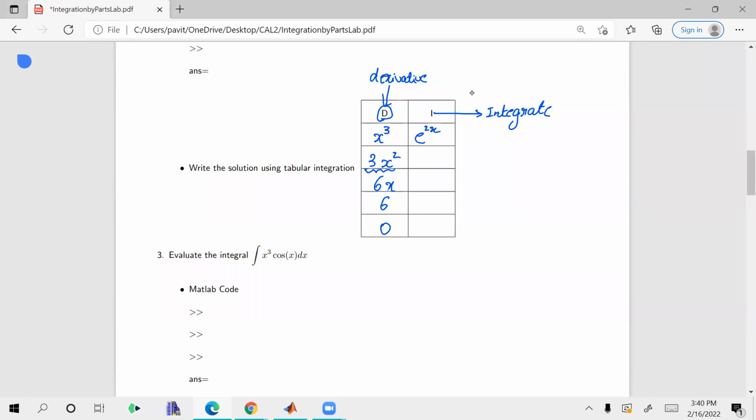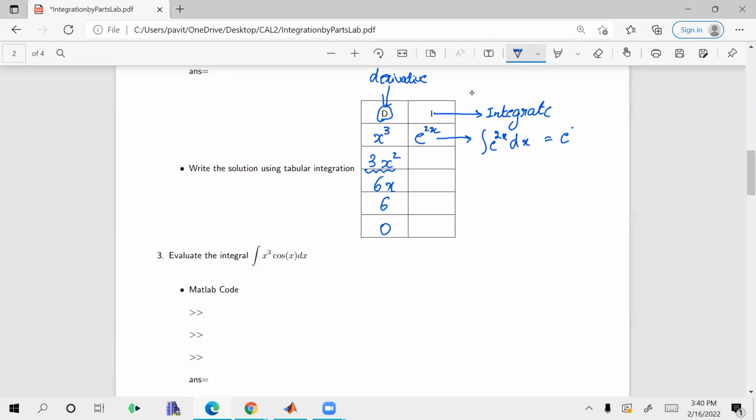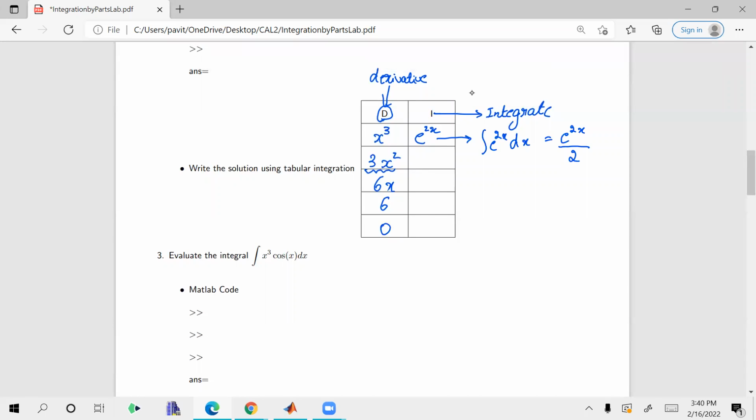Excellent. Now, what about the second column? The second column stands for integration, right? So you are going to integrate this function, e to the power of 2x dx. What is the integration of e to the power of 2x dx? Like I showed you just now, it is e to the power of 2x by 2. Got it? Do you want me to explain how I got e to the power of 2x by 2?